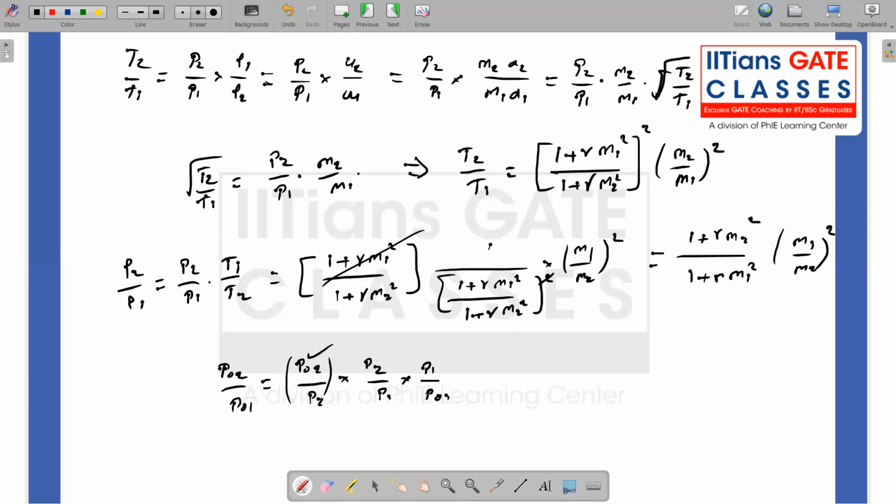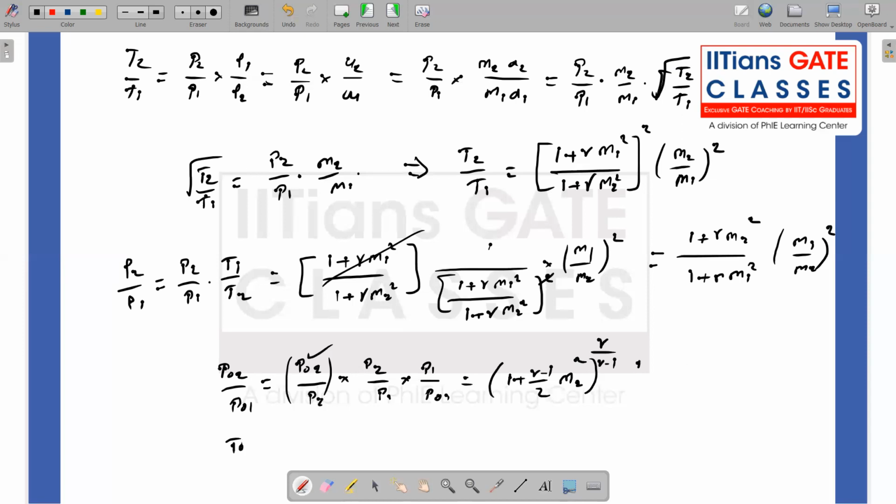So you can use the isentropic relation, that is nothing but 1 plus gamma minus 1 by 2 times M square to the power of gamma by gamma minus 1. So that you can use. So that is 1 plus gamma minus 1 by 2 times M2 square to the power of gamma by gamma minus 1 times P2 by P1, use this relation, and again P1 by P0 1, same way, 1 by 1 plus gamma minus 1 by 2 times M1 square to the power of gamma by gamma minus 1. So in this way you can represent it in terms of Mach number.